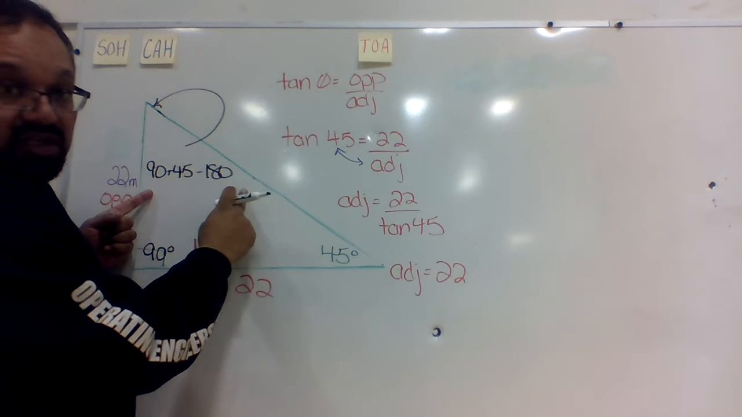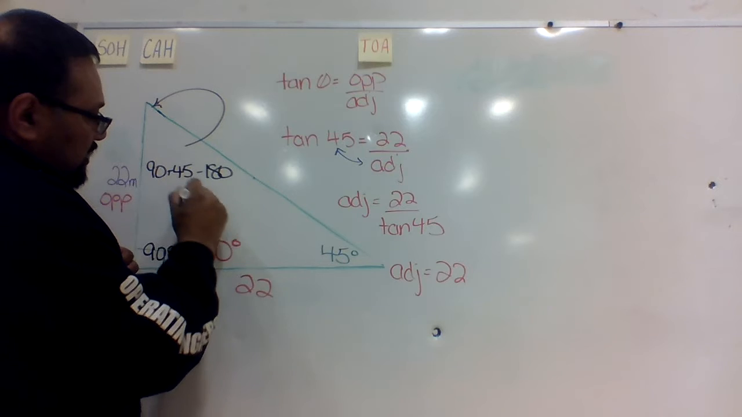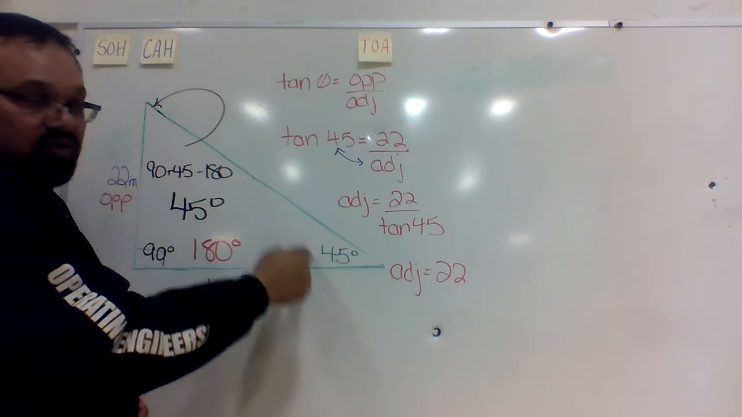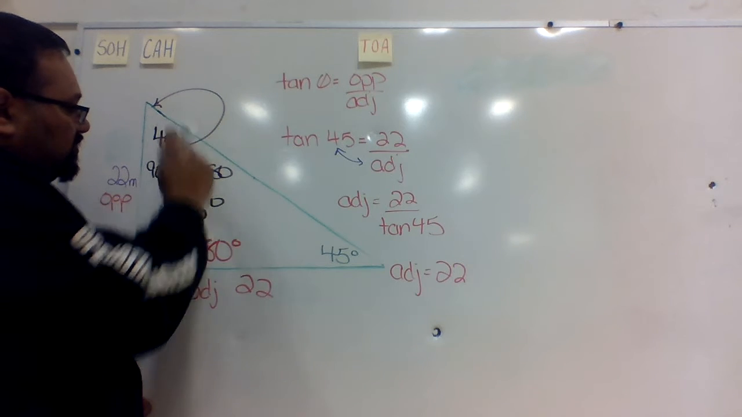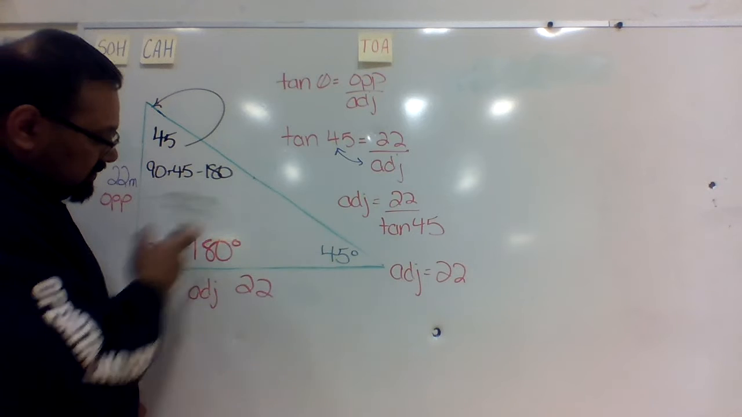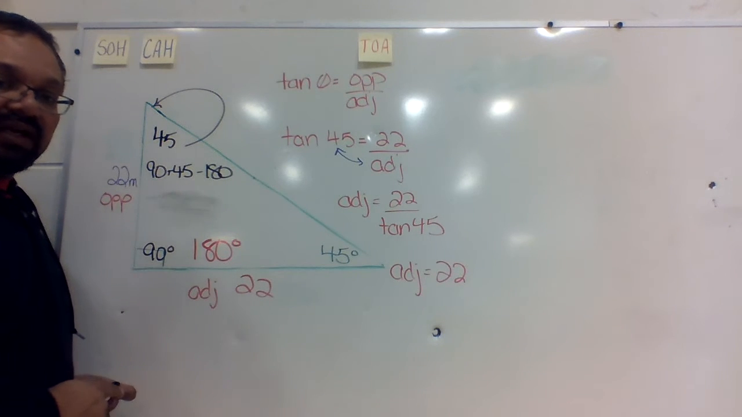If you punch it into your calculator, you're going to know that 90 plus 45 minus 180 is going to give you 45 degrees. Now that would make sense because 45 plus 45, because this ends up being 45. 45 plus 45 is 90, plus another 90 is your 180. Okay, so we figured out the inside of the triangle.